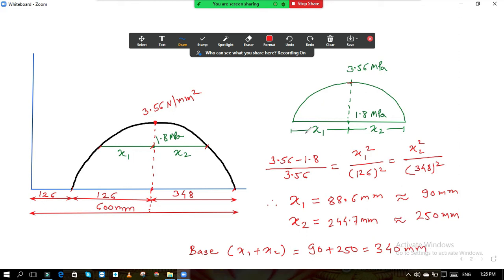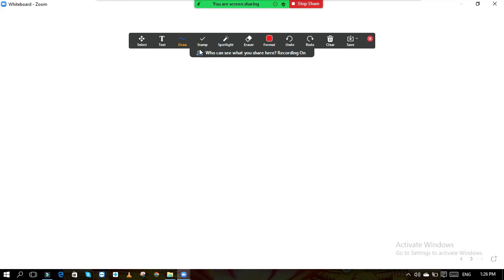So this total base we have calculated is 340 mm. That is the value we got, 340 mm. Now once again, if I draw the diagram, here you can see the parabola. This is 3.56. Here it is 1.8. And this total is 340 mm.